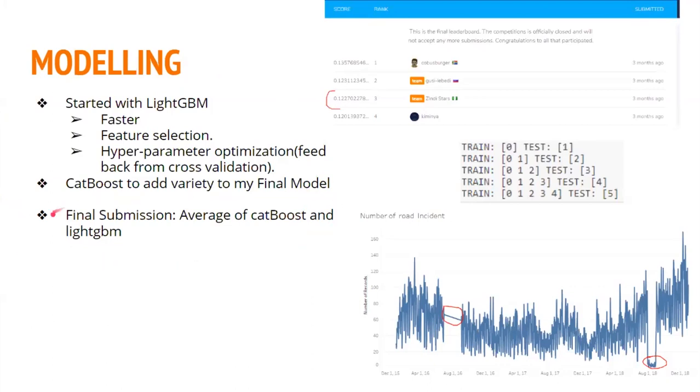With this average, we were able to finish. We were able to have this score on the leaderboard, that was 0.2. We were able to finish fourth. We finished fourth on the leaderboard at the end of the competition.